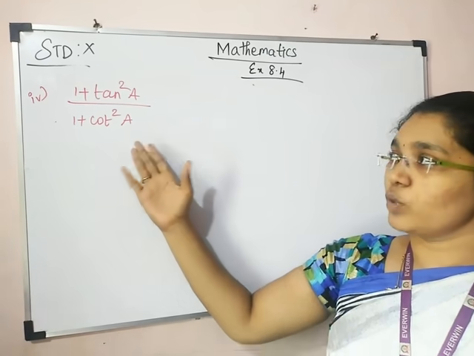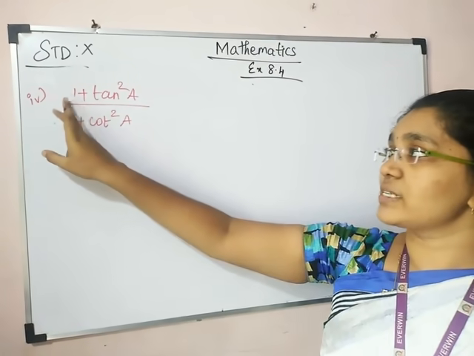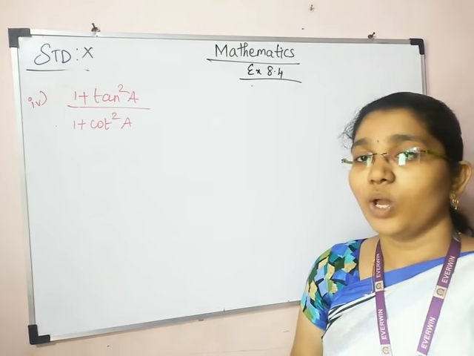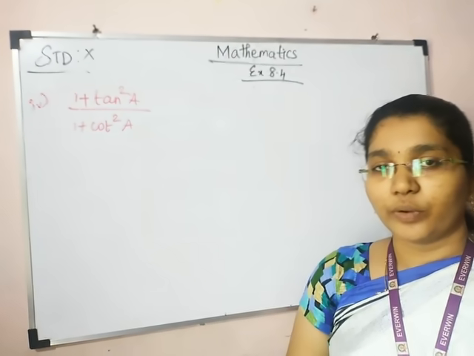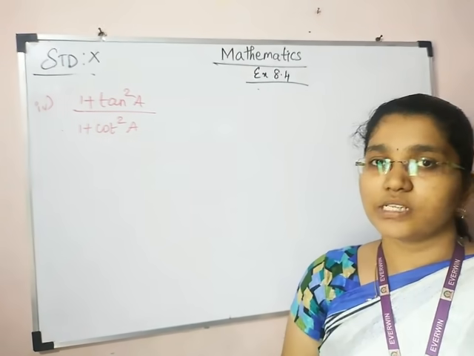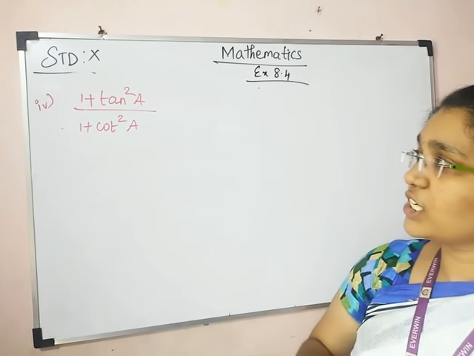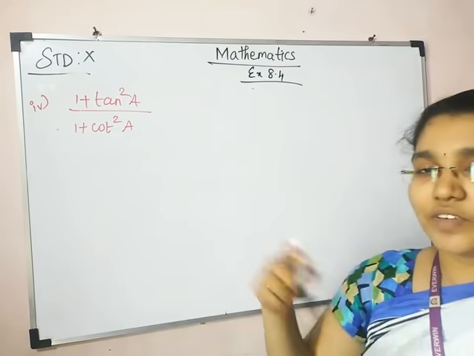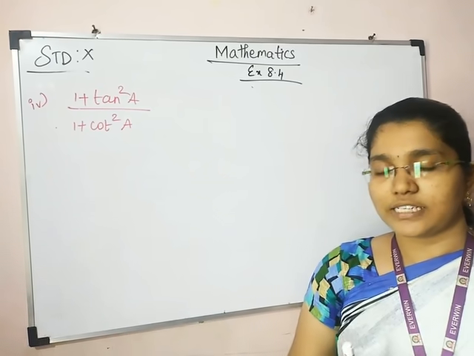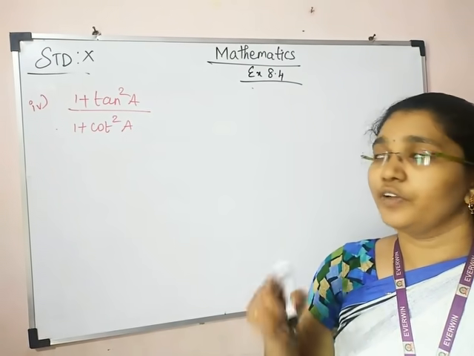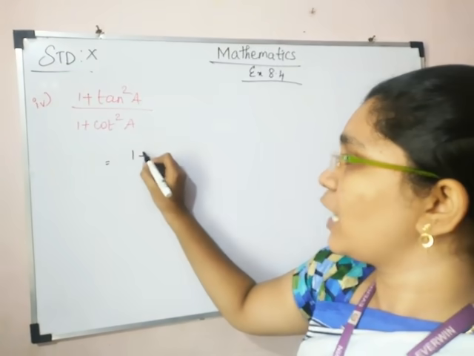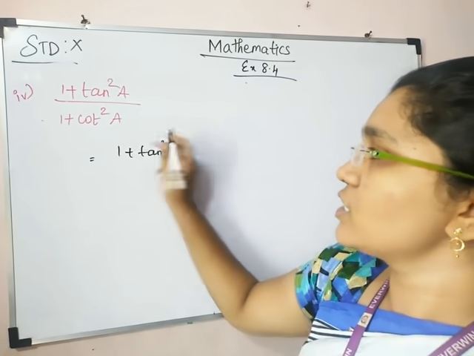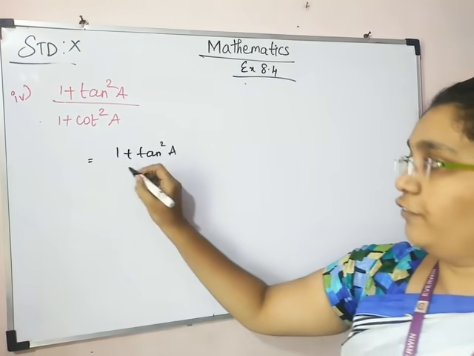So here, same fourth question, fourth subdivision. The question is 1 plus tan square A divided by 1 plus cot square A. We are going to find the answer for this identity, this question. So here just you check it out, tan and cot. We have a relation between tan and cot. Cot is nothing but the inverse function of tan. So first step, I am going to convert this cot in terms of tan.